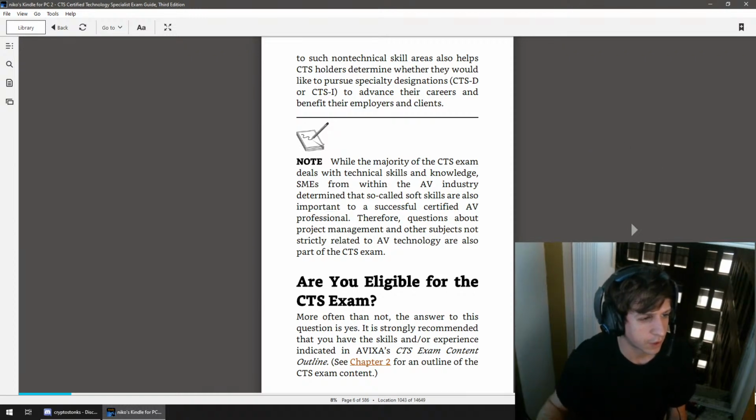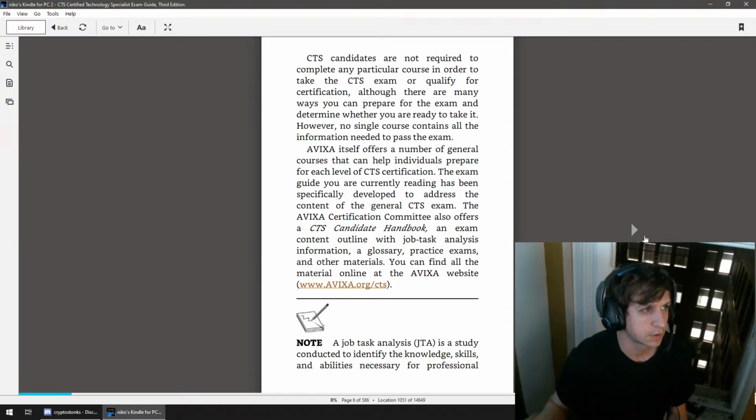See Chapter 2 of an outline of the CTS exam content. CTS candidates are not required to complete any particular course in order to take the CTS exam or qualify for certification, although there are many ways you can prepare for the exam and determine whether you are ready to take it. However, no single course contains all the information needed to pass the exam.